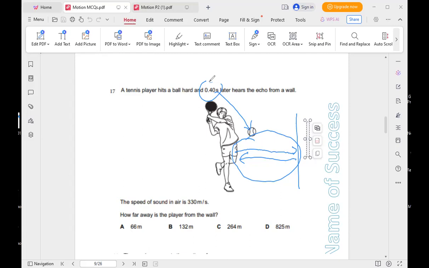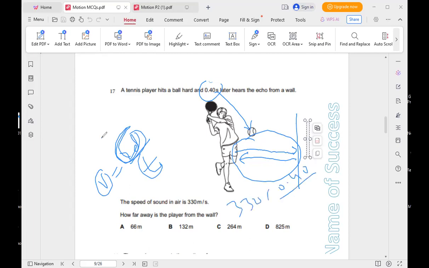So for the echo sound, we have speed equals 2d upon t. For echo sounds only, we put the same formula, speed equals distance upon time. But in the echo sound, it covers 2 times the distance. First it will go, then it will come back. So that's why I put 2d here. Then 330 multiplied by 0.40 divided by 2.